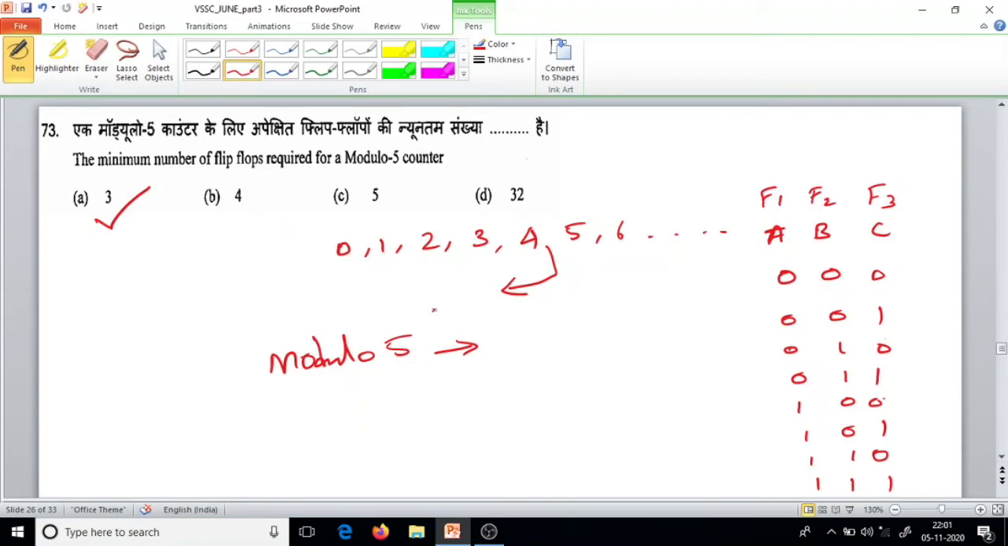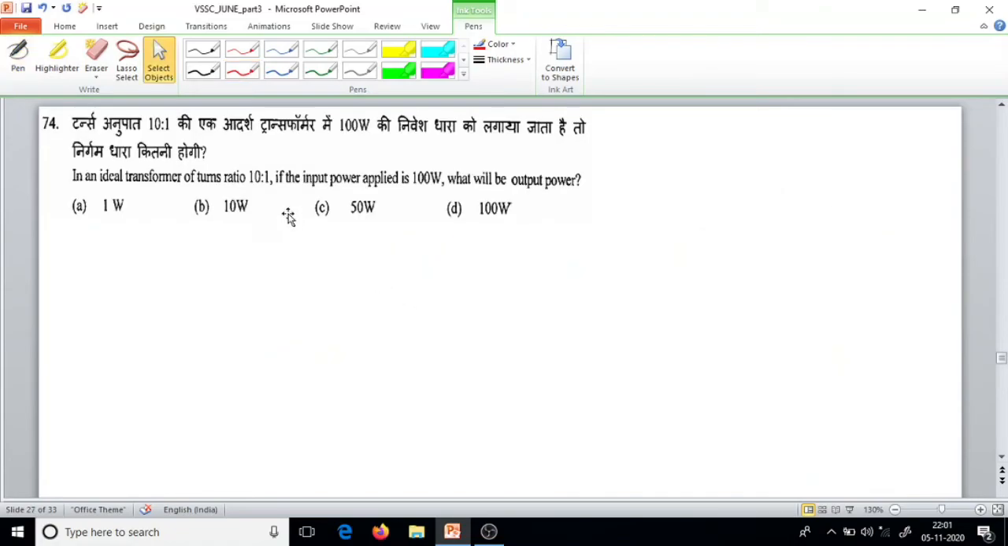This question is very simple. In an ideal transformer of turns ratio 10:1, if the input power applied is 100 watt, what will be the output power? In a transformer, P input equals P output. So if output is 100 watt, then input also will be 100 watt in an ideal transformer. So answer is option D.